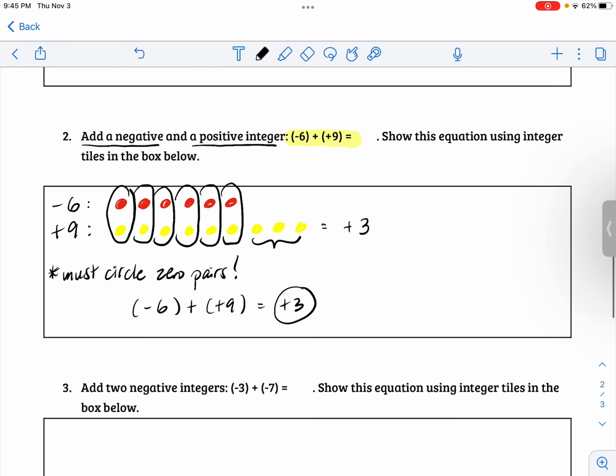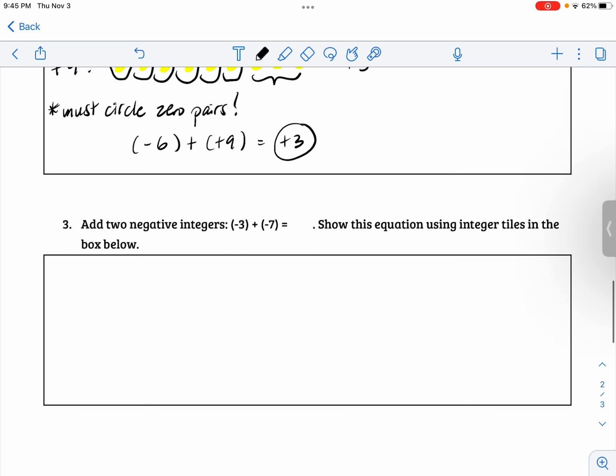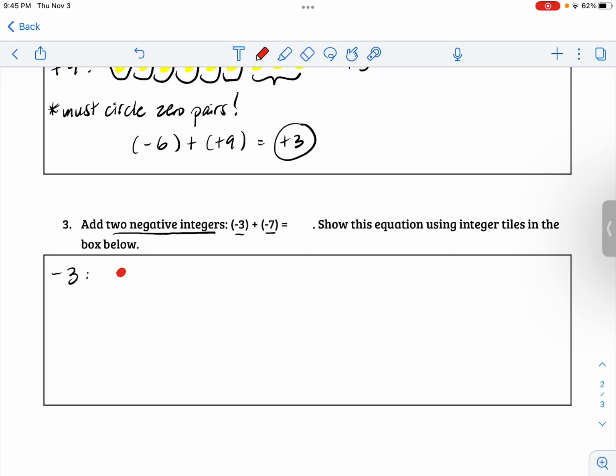Okay, let's move on to number 3. Now, number 3 is actually similar to number 1, where you have two integers of the same sign. You're adding two negative integers, negative 3 plus negative 7. Okay, similar procedure as the other examples. So you're going to start off with negative 3. How are you going to represent negative 3? 1, 2, 3, and 3 negative tiles.